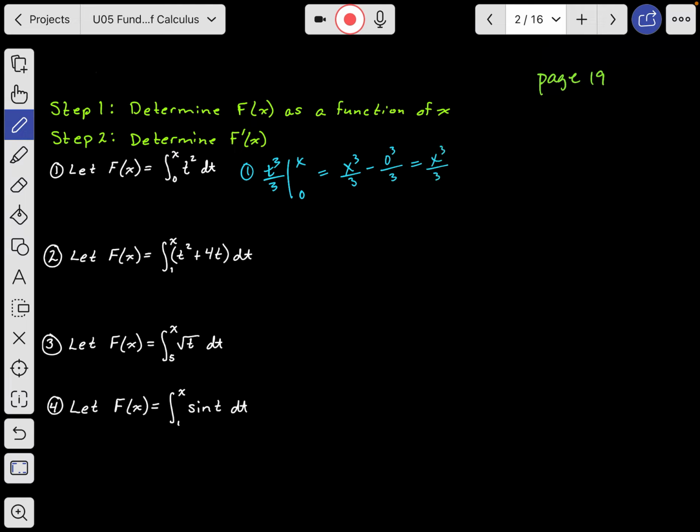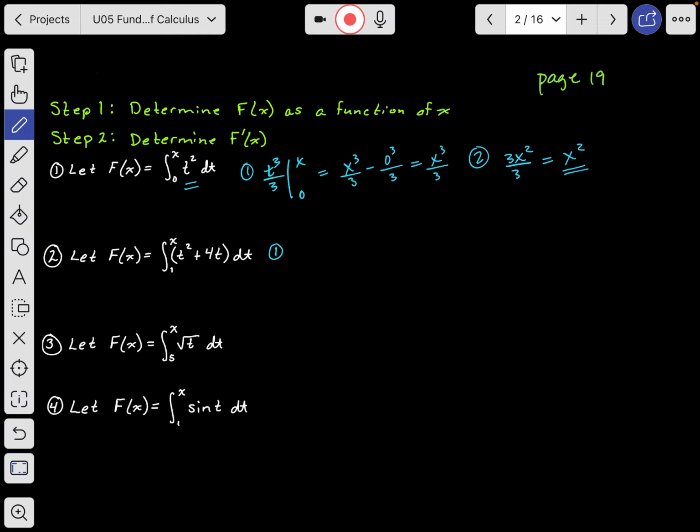That's the antiderivative. Now, in step 2, it wants me to find the derivative of that. And so if I find the derivative using the power rule, that would give me 3x squared over 3. And those 3's would cancel, and I'd have x squared. And so what we're going to look at is see if we can recognize the pattern between the original problem and our answer. All right, let's take a look at our second example.